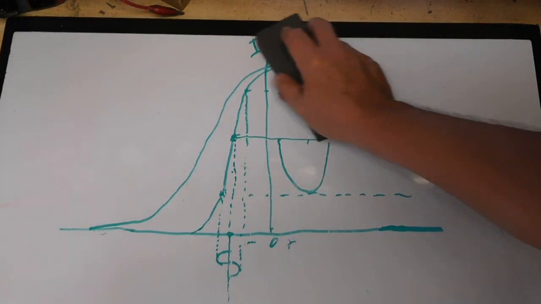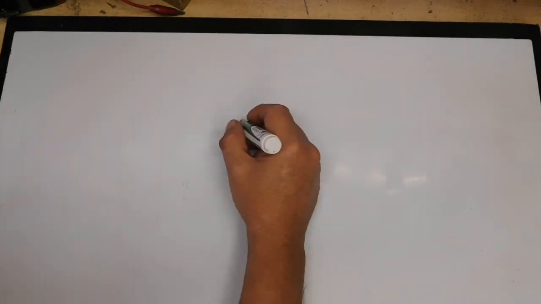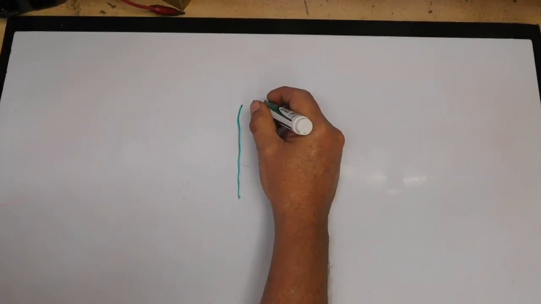Now, how does it get that linear portion? I mean, what's going on inside the tube? Well, if we look inside the tube, let's see if I can draw this. You got your cathode here, which is a tube.